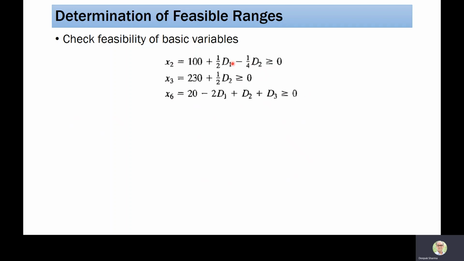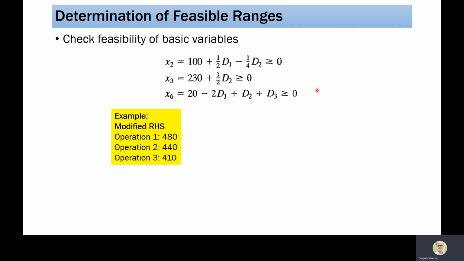In that case, what should be the values of D1 and D2? D1 and D2 give me the range of the dual price so that X2, X3 and X6 will remain feasible. So let us modify the right hand side. Operation 1 we have modified to 480, and operations 2 and 3 are also modified. Accordingly, I can find D1: 480, that is the change, minus the original 430, so we get 50. Similarly, D2 is minus 20 and D3 is minus 10.